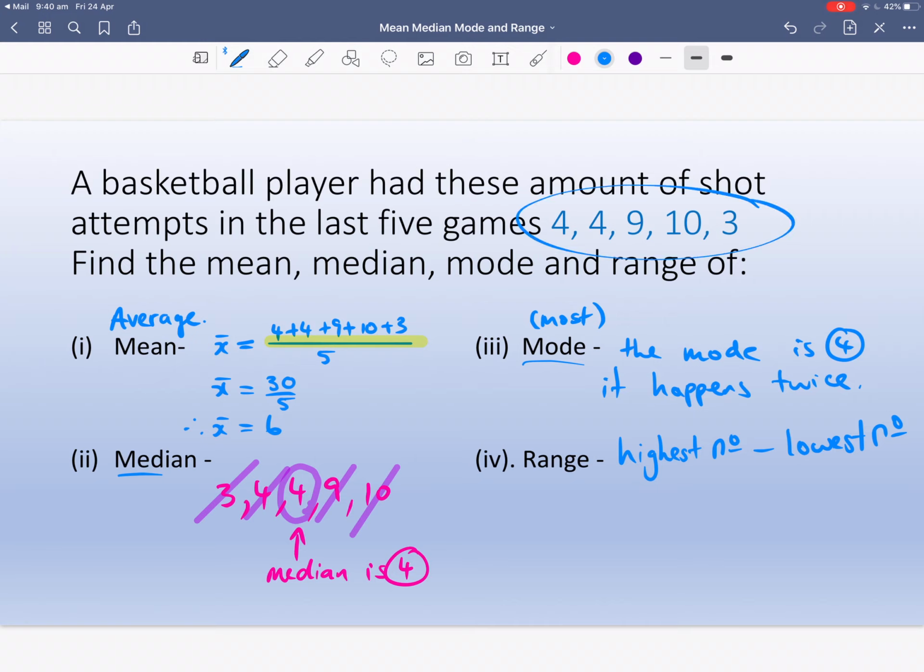So what's the highest number? The highest number I can see is 10. So it'll be 10 minus, what's the lowest number? It's 3.